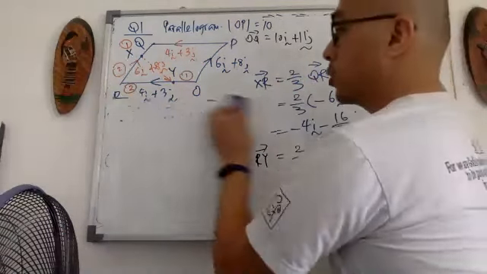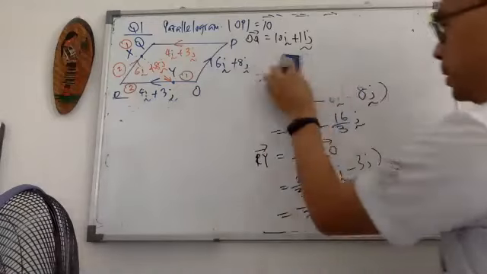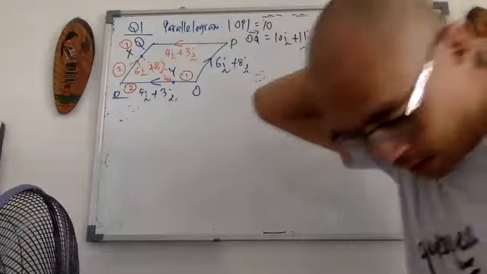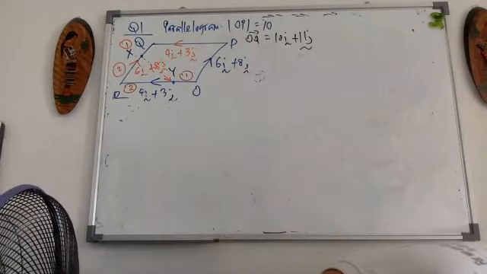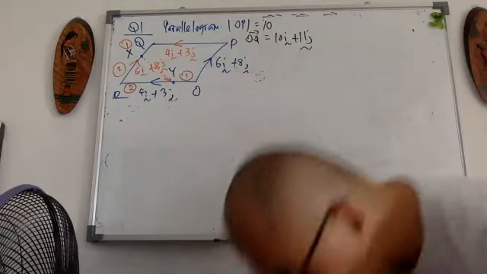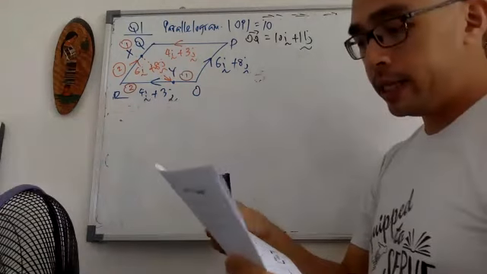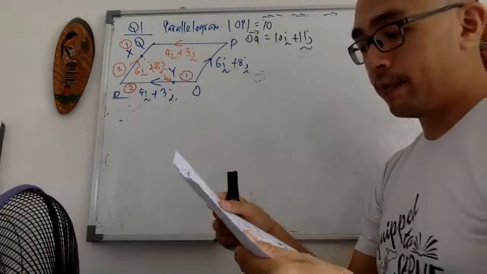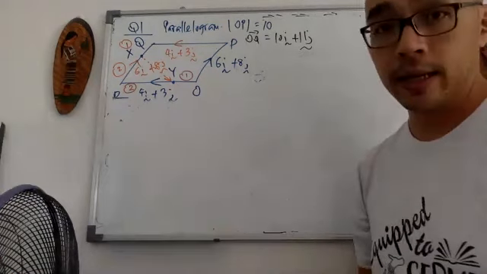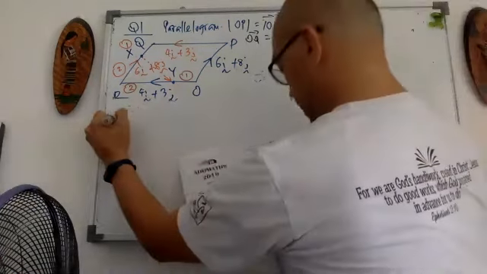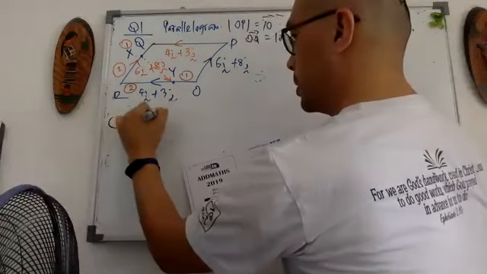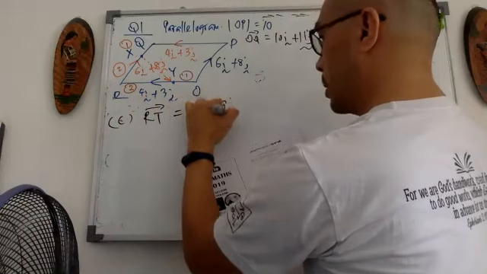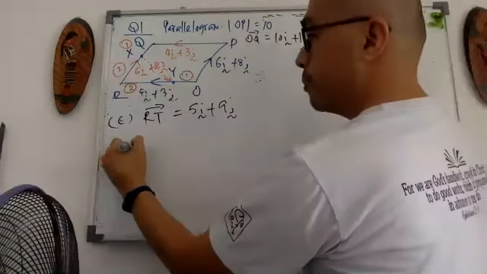Okay, let's go to question C. Given that T is a point such that RT equals 5i plus 9j. So RT is 5i plus 9j. The question is, find PT.